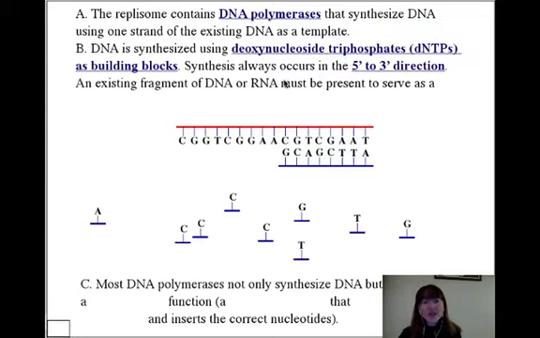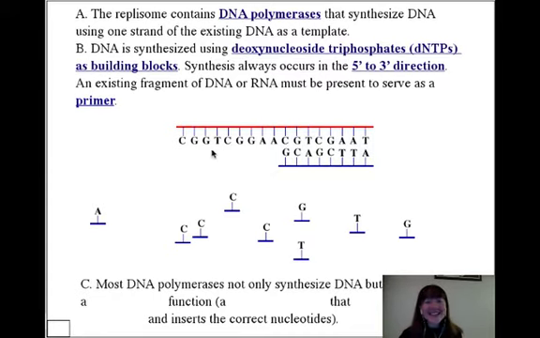So the other restriction is that it always builds in the same direction. It's always building on that open 3' hydroxyl, which means it's always building in the 5' to 3' direction. So it needs a primer, always builds in the same direction, and has to have building blocks. These are the needs that DNA polymerase has. So although it's incredibly fast, it is also an incredibly needy enzyme.